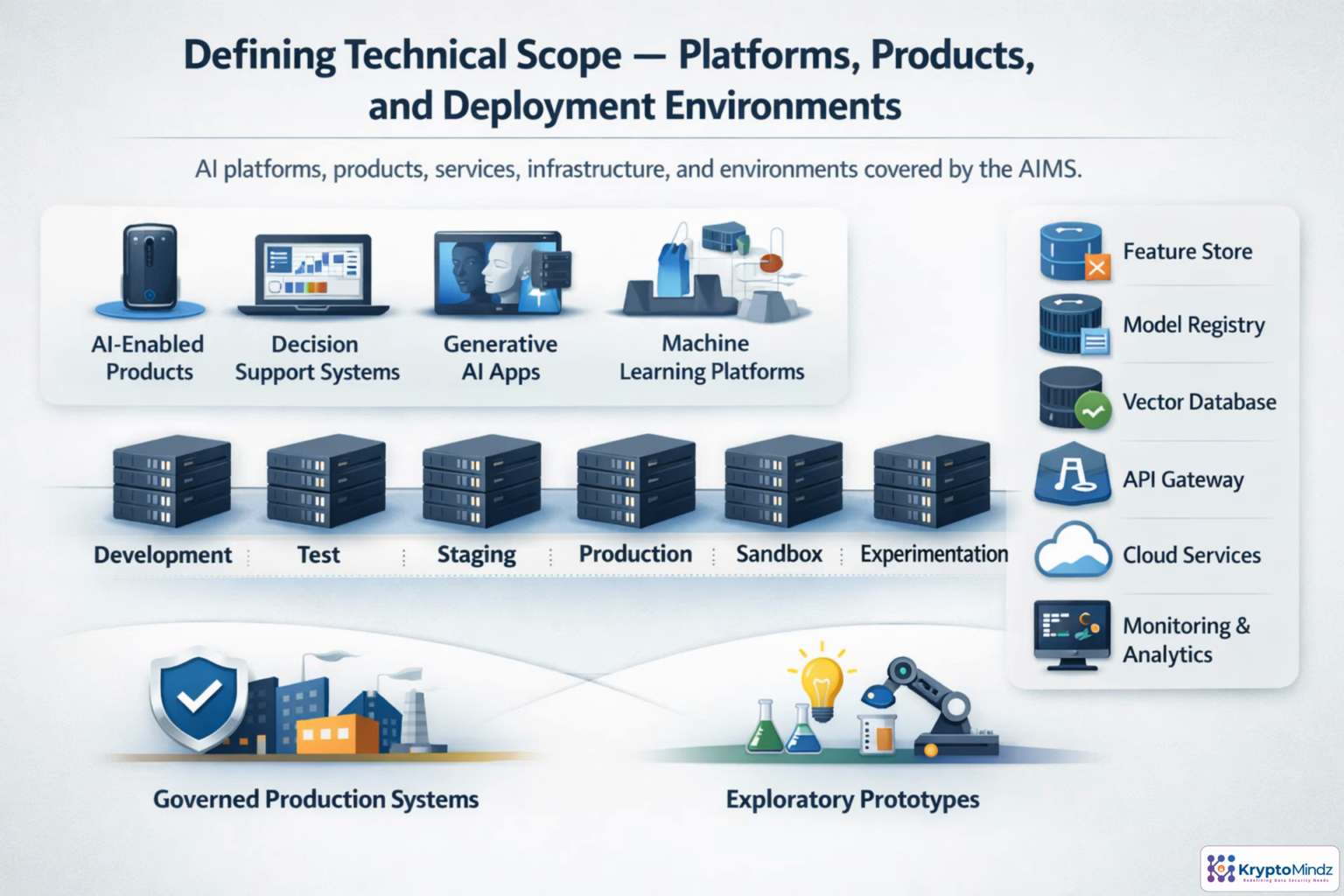Technical scope turns the AIMS from a policy statement into an operating boundary. It identifies which AI products, platforms, services, and environments are governed, from development through production. It also includes the supporting stack: feature stores, model registries, vector databases, APIs, cloud services, and monitoring. The key distinction is maturity. Production systems need full governance. Experiments and sandboxes may use lighter controls, but they still need ownership, traceability, and clear rules for when they move into scope.